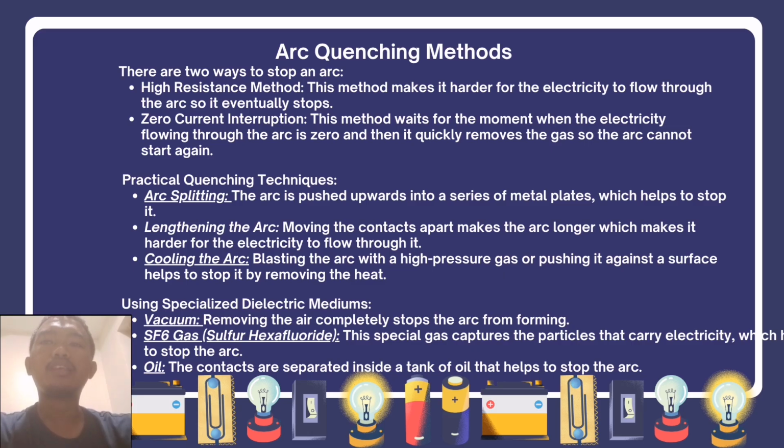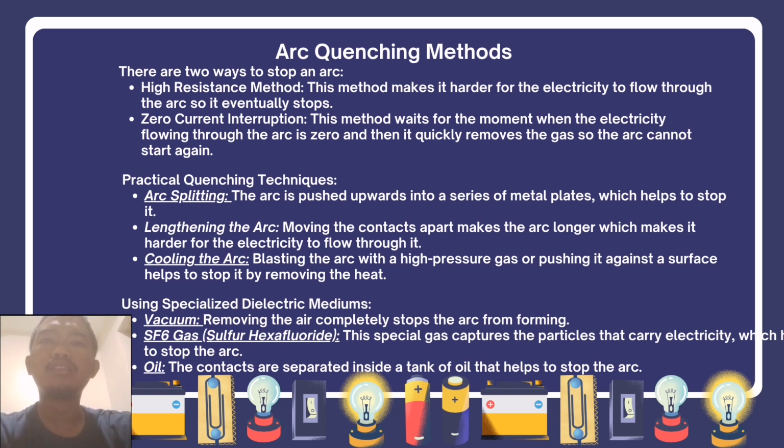Practical quenching techniques. There are ways to stop an arc. Arc splitting. The arc is pushed upwards into a series of metal plates which help to stop it. Lengthening the arc. Moving the contacts apart makes the arc longer, which makes it harder for the electricity to flow through it. Cooling the arc. Blasting the arc with a high pressure gas or pushing it against a surface helps to stop it by removing the heat.